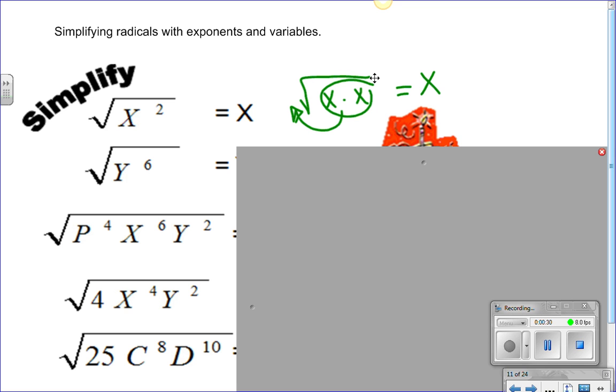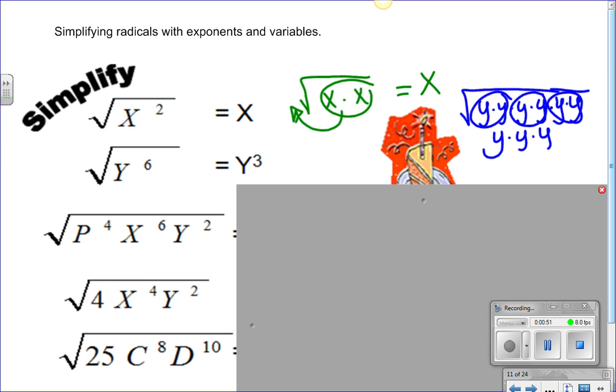Similarly with y to the 6th, that is y times itself 6 times. Okay, so we've got 3 pairs of y's, so each of those goes outside the radical just as 1 y. So that then becomes y times y times y outside the radical, or y cubed.